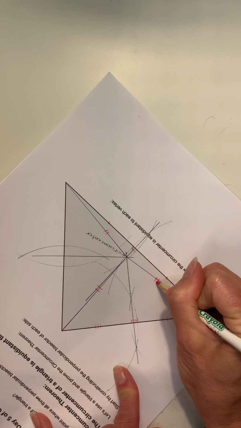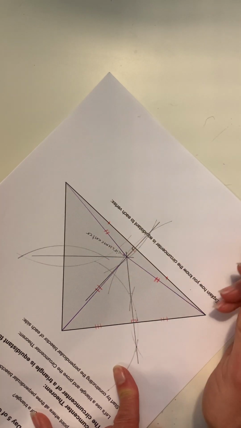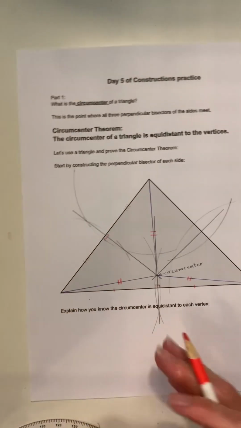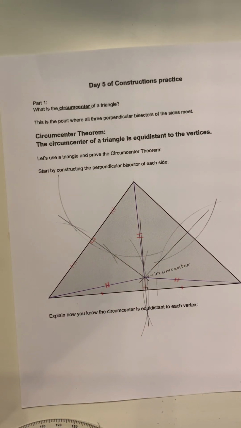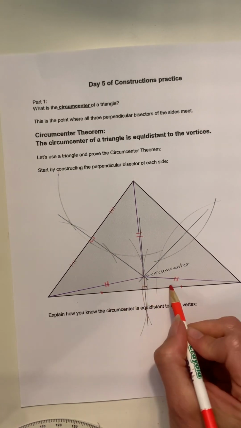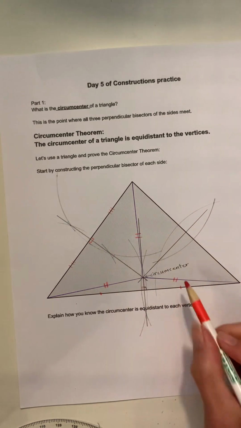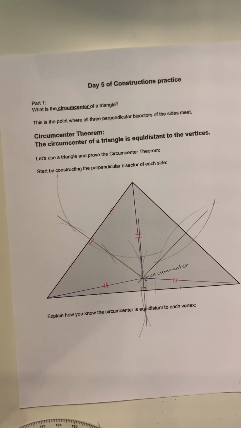So what have I ended up with? This one, this one, and this one are all congruent. That is what our circumcenter theorem says. We just proved it by looking at each of these small triangles, proving that they were congruent. That proved that these distances from the circumcenter to the vertices of the triangle are all equal. Okay?